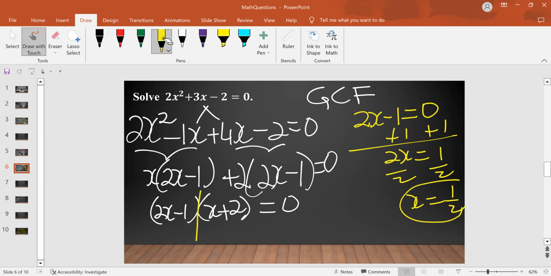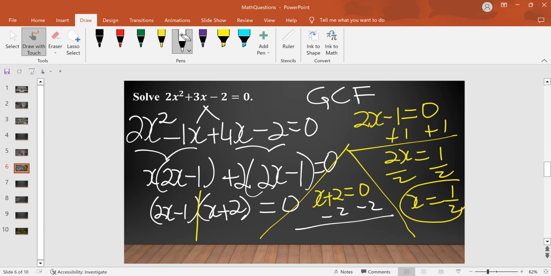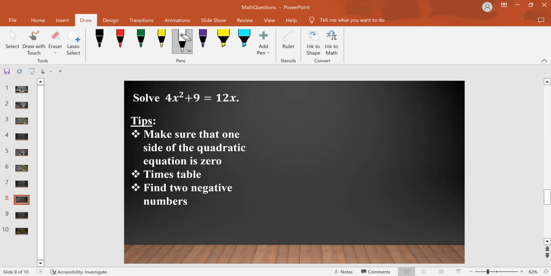Now, we take the second part, which is what? We have x plus 2 is equal to 0. We're going to subtract the 2 on both sides, and we get x is equal to -2. So the two solutions for this equation are x equals -2 and x equals 1 over 2. Now let's solve the last question for this video. Solve 4x squared plus 9 is equal to 12x.